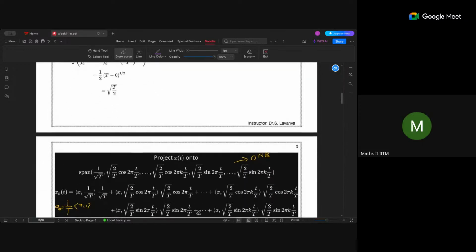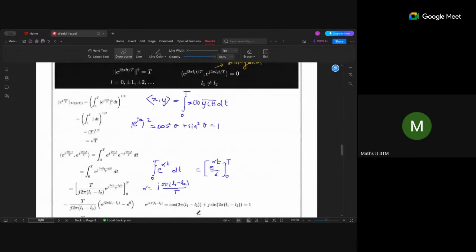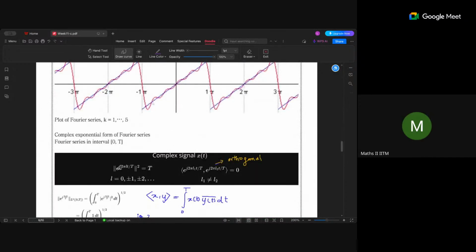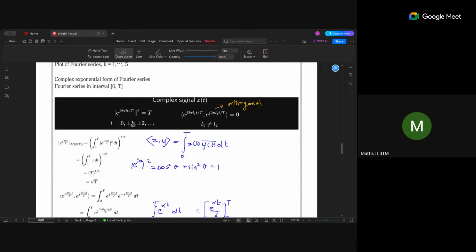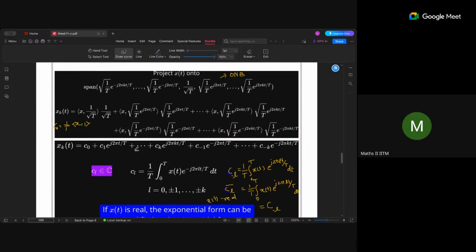And for complex signals, the thing you have to remember is only this part. So you only have exactly these functions, e power j 2 pi lt by T, and L varies over integers. Complex is actually much easier to remember because you have only one term, e power j 2 pi lt by T. Then you are just expanding L over all the integers and you get this expression here. So this is the expression you have for the complex signal.